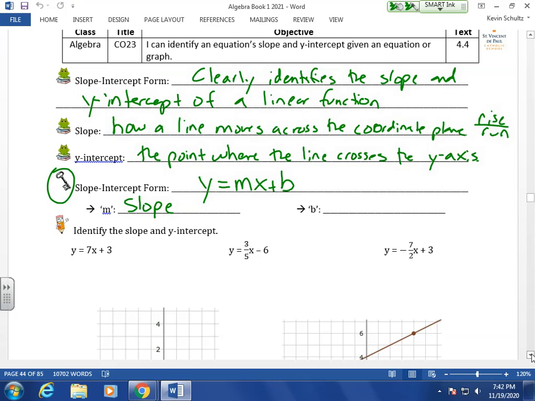The b variable in the equation represents the y-intercept. I should write that so you can read it, so you can spell it. The y, oh, it's already on your page. The y-intercept. The b variable tells you where that line crosses the y-axis. And why in the world would they use a b?